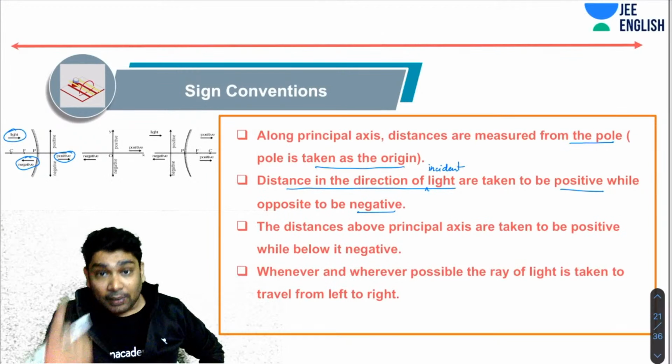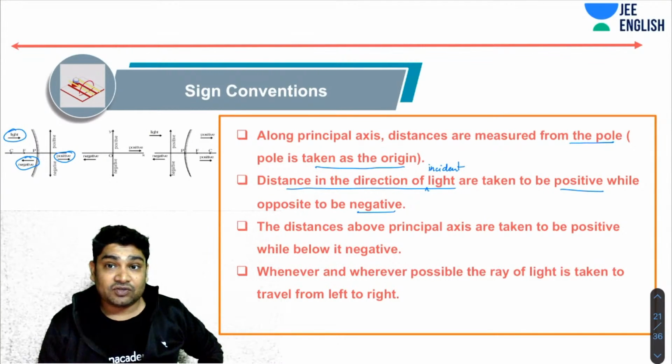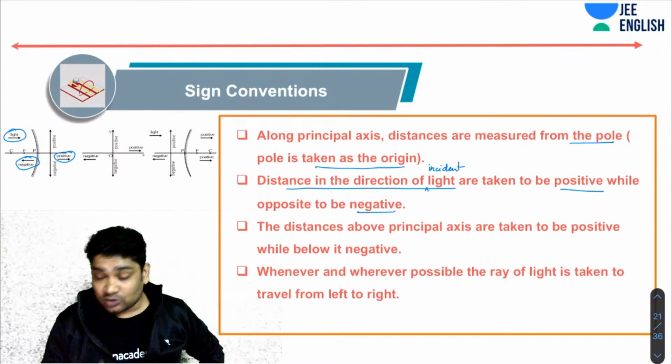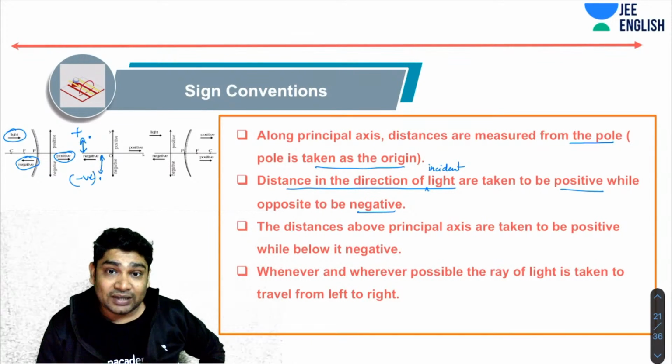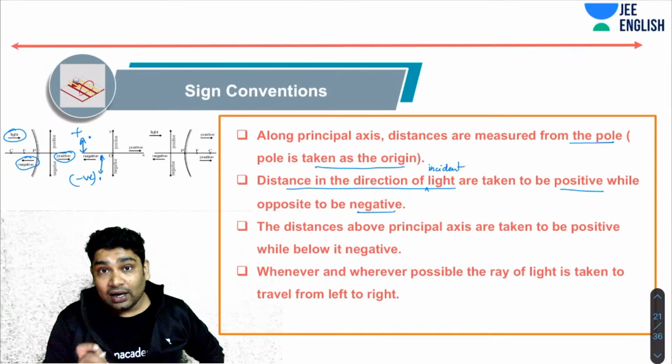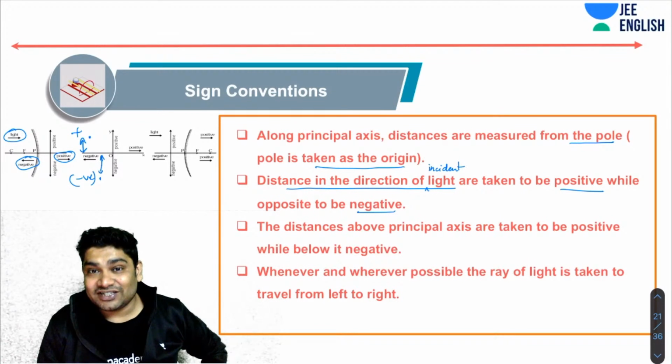Now, distances above the principal axis will be considered as positive, and below the principal axis would be considered as negative. So please remember, whatever I have here, this distance will be considered positive, and if I have something here, this distance will be considered negative. These are the sign conventions. All the mathematical formulae that we have for mirrors will be true only with the sign convention. So that is why the sign convention is very, very important.